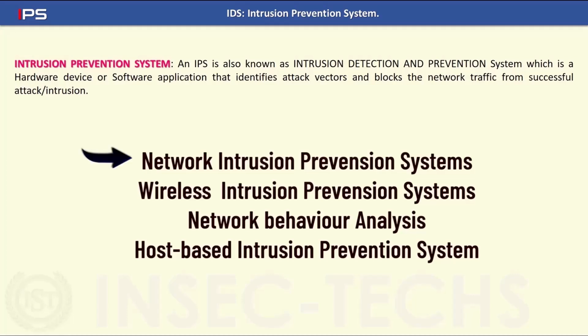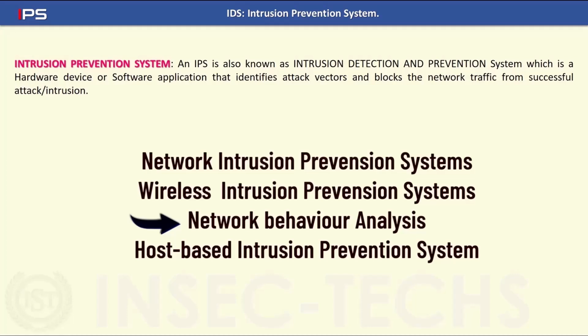Network-based intrusion prevention systems monitor the entire network for suspicious activity by analyzing protocol activity and then block if any suspicious activity is found. Similarly, wireless intrusion prevention systems monitor wireless network traffic for suspicious activity and then block the suspicious or malicious traffic and send alerts to the administrator.